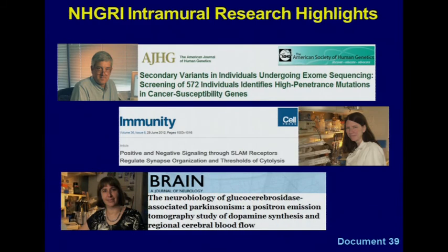In a collaboration with investigators at the National Institute of Mental Health, Ellen Sidransky's group published a paper in the journal Brain reporting the results of a 6-year study explaining how people with alterations in the gene mutated in Gaucher disease are more likely to develop Parkinson's disease.